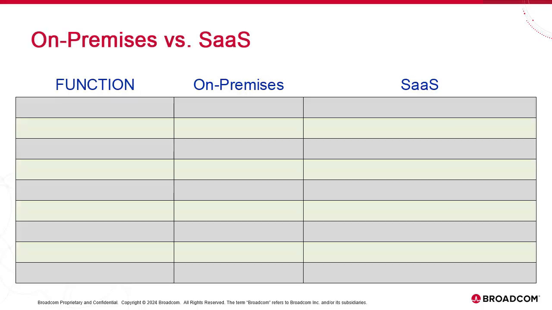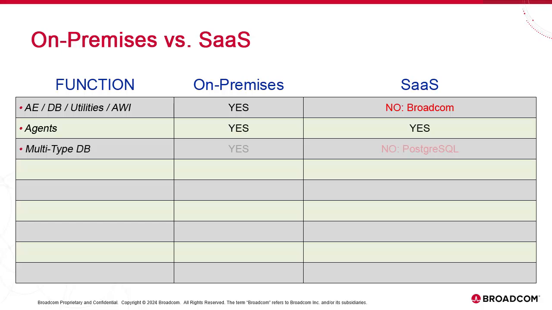We start with management of the automation engine, the database, the utilities, and AWI. In the case of Automic SaaS, the entire backend is managed by Broadcom. Regarding agent management in both configurations, customers have complete control of their deployment administration. In Automic SaaS, the database is PostgreSQL only, but as this is now managed by Broadcom, it's completely transparent to the user. With on-premises, customers retain unrestricted admin privileges for the entire infrastructure.